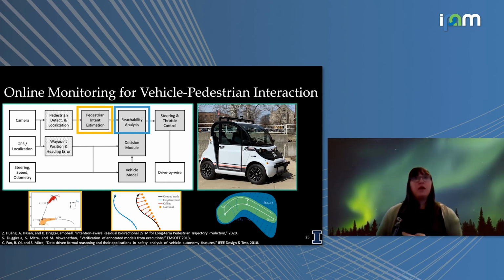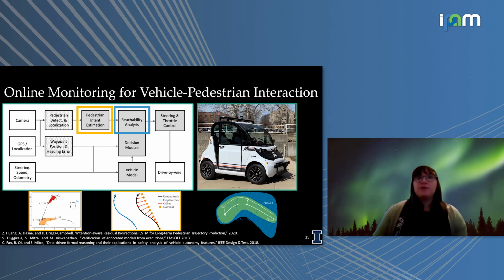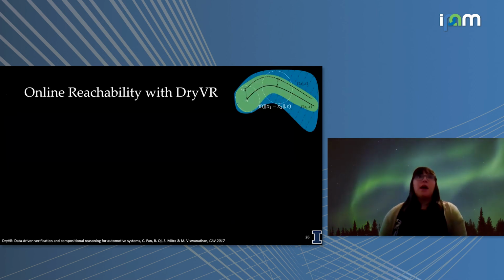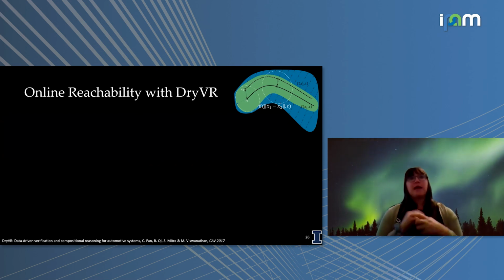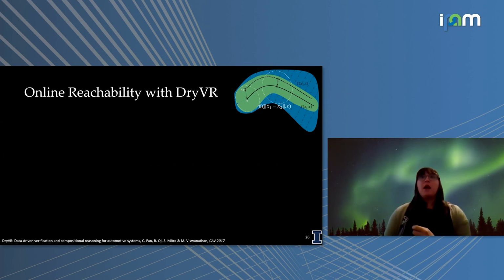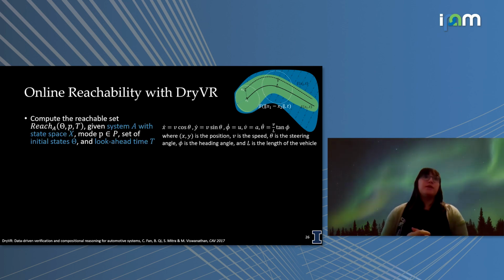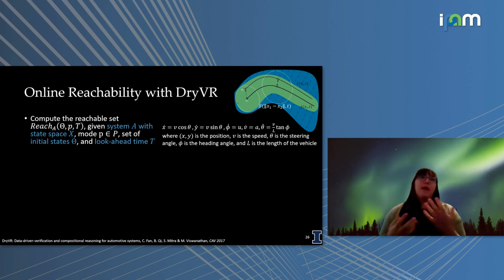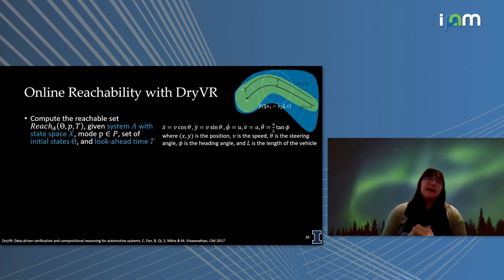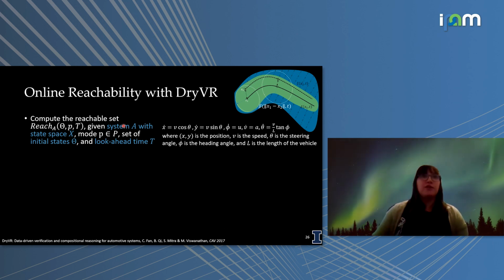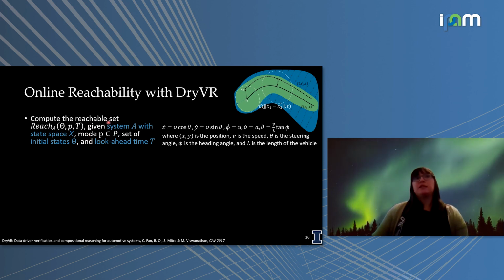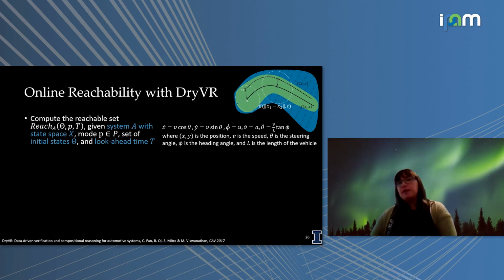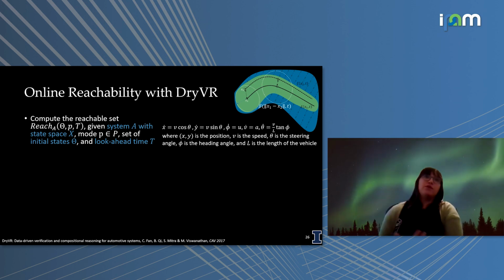To quickly talk about this reachability framework, we were using an online reachability framework with DryVR, again from Cheyenne Mitra's group. The basic idea is that we want to compute this reachable set. We have some system A over some state space X. We have some modes of operation. In this case, we were just assuming that we had two modes of operation, which is continuing down or this emergency maneuver.